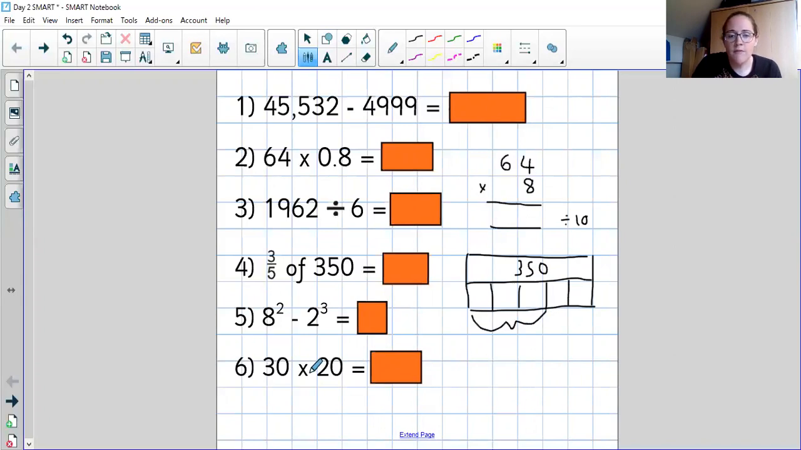Number 5, it's because it's got an 8 in it. We've got 8 squared. Remember that means 8 multiplied by 8, not 8 add 8. Subtract 2 cubed. Remember that's 2 times 2 times 2. And number 6, you're going to want to spot the single digit multiplication, make it 10 times bigger, then make it 100 times bigger. Okay, so if you put your own timer on now, pause the video and have a go at those.